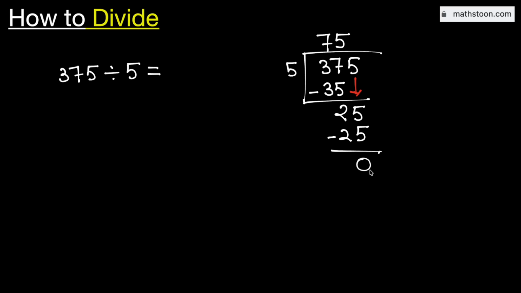As we have got the number 0 and there is no number to bring down here, so we will stop. Therefore, 375 divided by 5 is equal to 75. And this is our final answer.